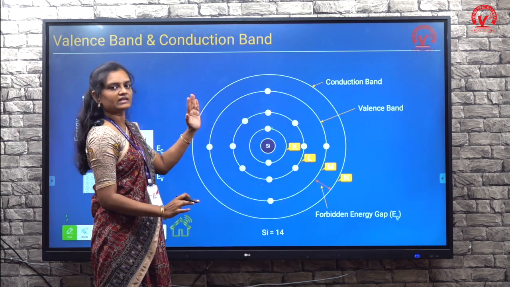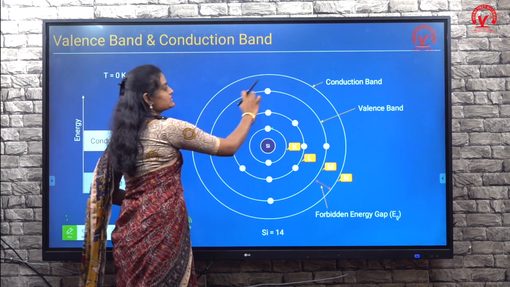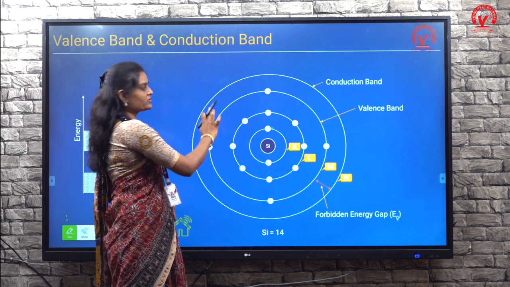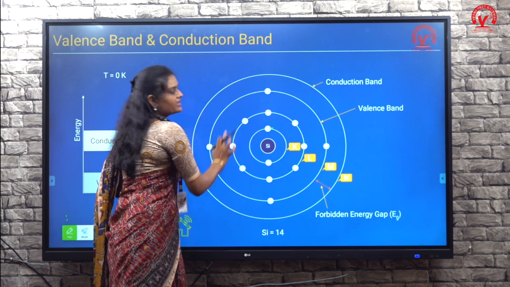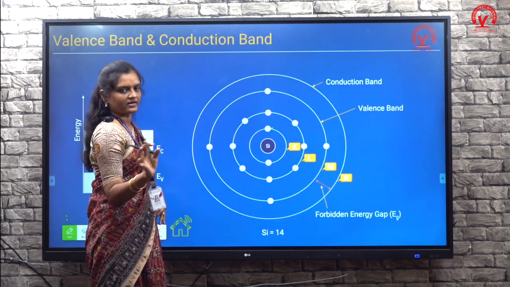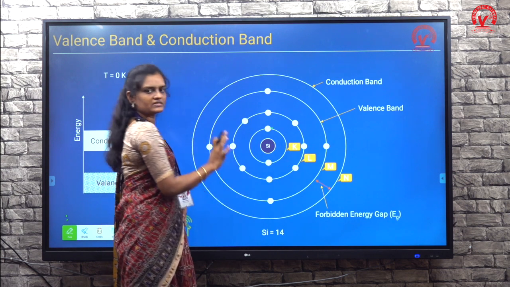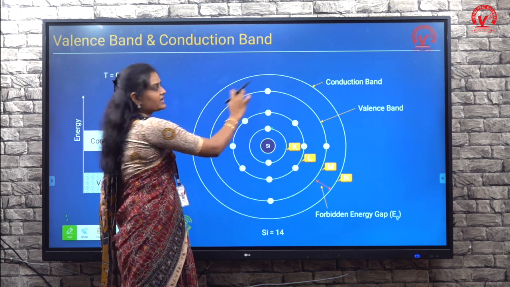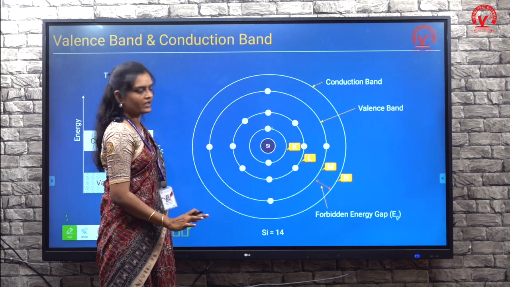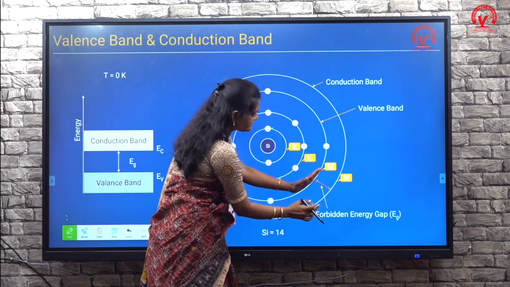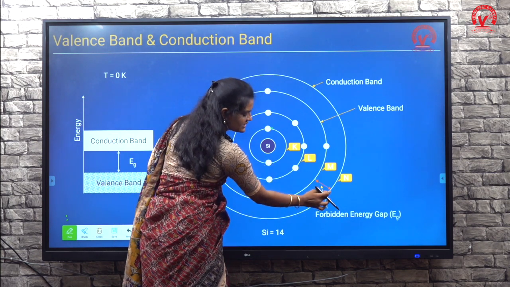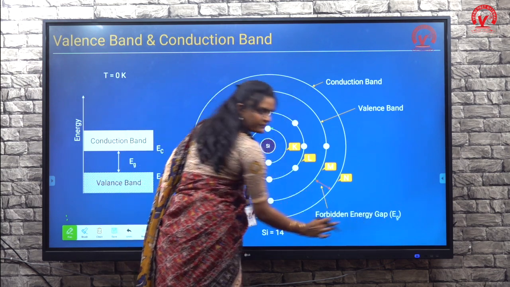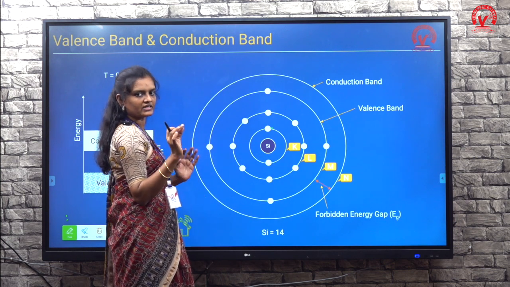First we will see what is meant by valence electron. The outermost orbit occupied by an electron is known as the valence electron. And the empty shell is known as the conduction shell, or else we can say the conduction band. Now there is a gap between the valence shell and the conduction shell. This gap is known as the forbidden energy gap.